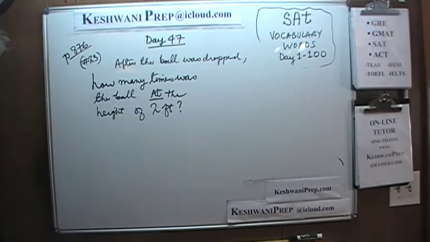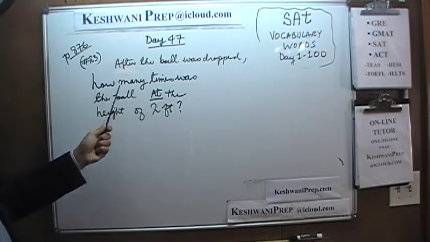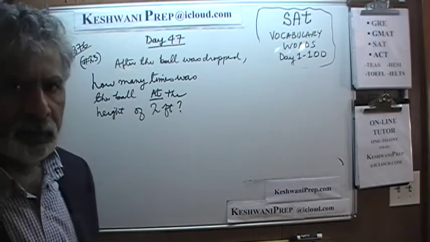Number 23, it says, after the ball was dropped, how many times was the ball at the height of 2 feet? How many times was the ball at the height of 2 feet? Which is not the same as saying how many times it reaches the height of 2 feet, which has a different interpretation. It says how many times was it at the height of 2 feet?